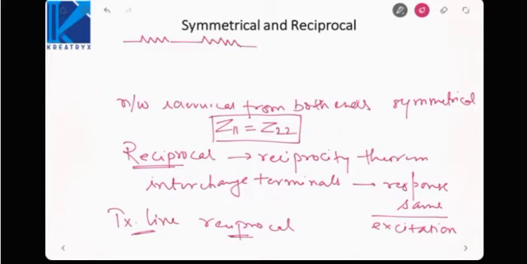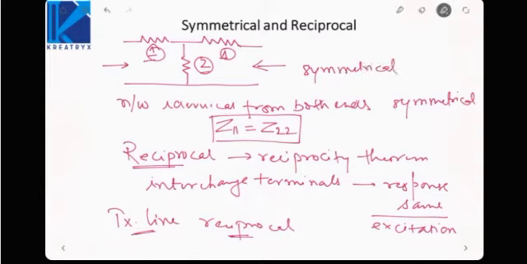Suppose we take a T circuit like this. 1, 1, let us say 2. Now if you look from this side, 1 ohm is the nearest, then 2 ohm, then 1 ohm. Even if you look from this side, 1 ohm is the nearest, 2 ohm, then 1 ohm. So that is your symmetrical network.